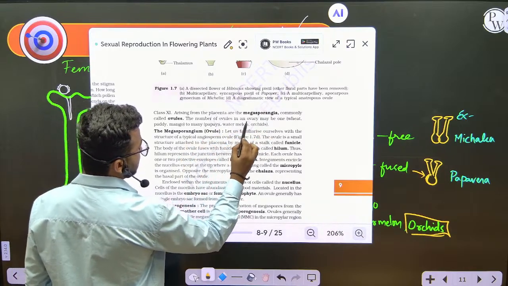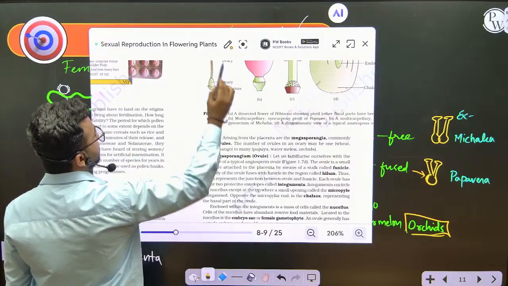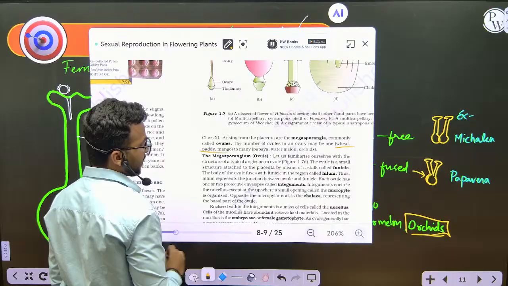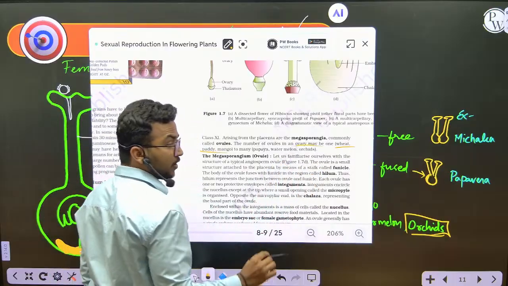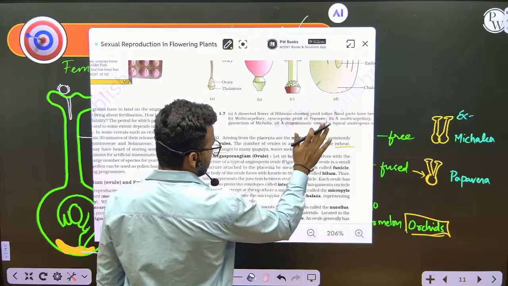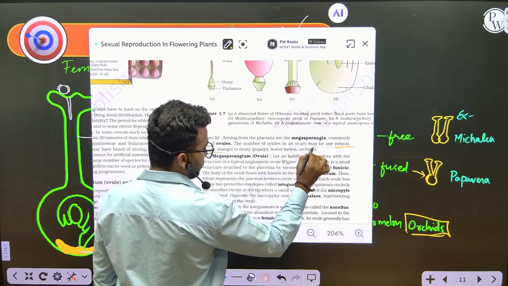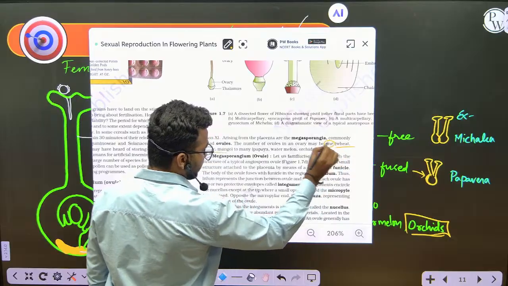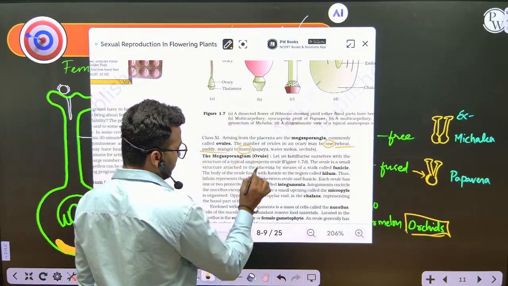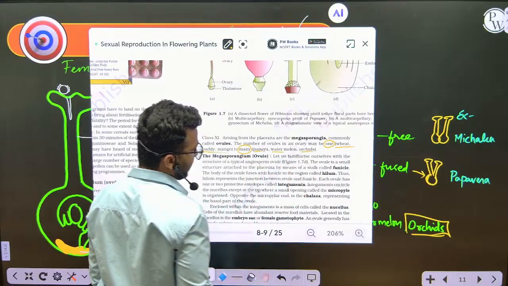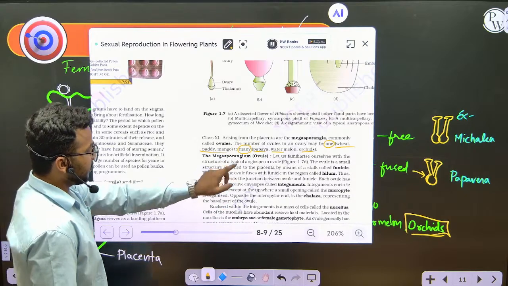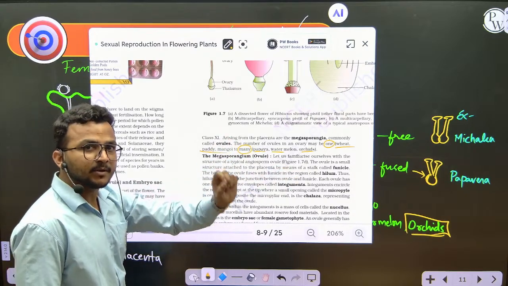The number of ovules in an ovary may be single, like in case of wheat or paddy and mango, where the ovary will have only one ovule. In case of papaya, watermelon and orchid, many seeds will be there. You can see that. Many seeds is nothing but many ovules.